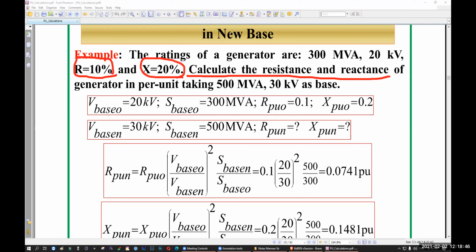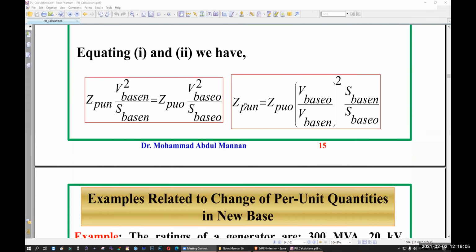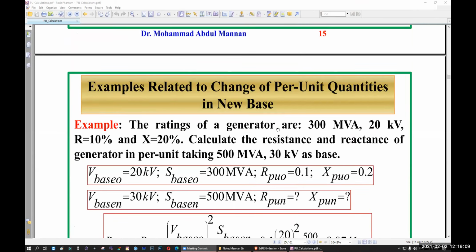That's it. So the R per unit new will be R per unit old, V base old divided by V base new whole square into S base new by S base old. That is the formula that I have already talked about, right? I just talked about that you have to memorize this one. Z means you can write Z, you can write R, you can write X, whatever.